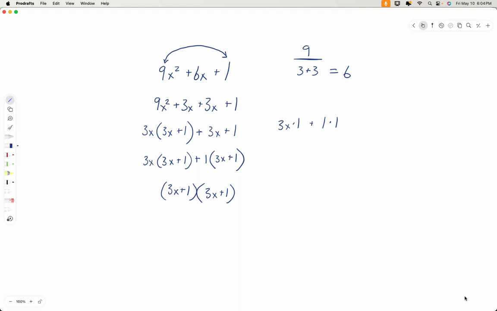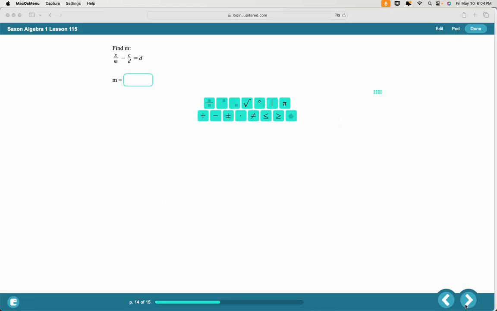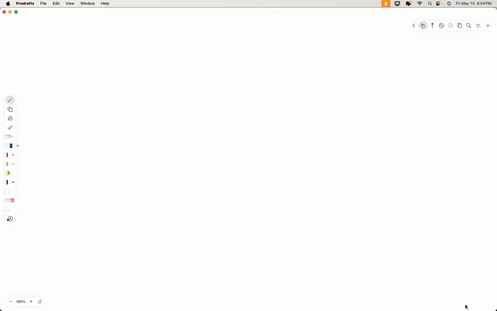All right, let's look at the last one you had problems with. This was the last one that you struggled with: find m. We have x over m minus c over d equals d. So let's go over here.